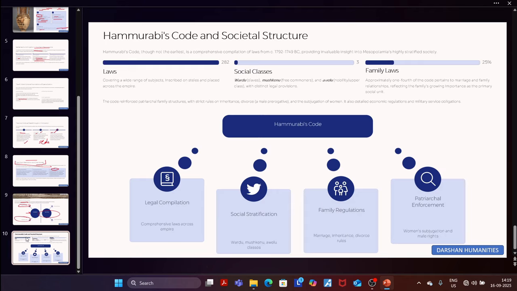Let's talk about Hammurabi's code and social structure. Hammurabi's code, though it was not the earliest or the most comprehensive legal compilation, was a monumental achievement, inscribed on stelae and placed across the empire. It contained around 282 laws covering a vast range of subjects, confirming a highly stratified society.